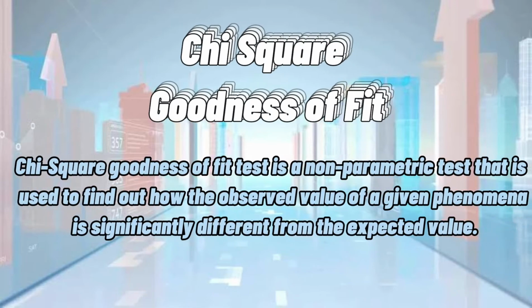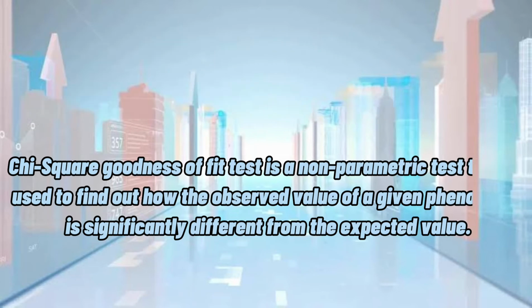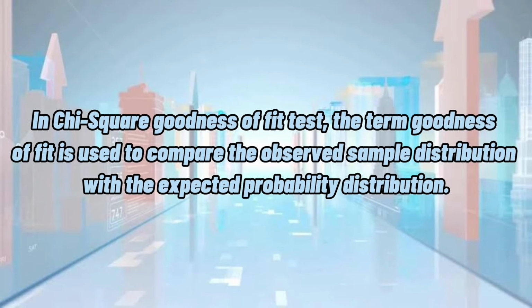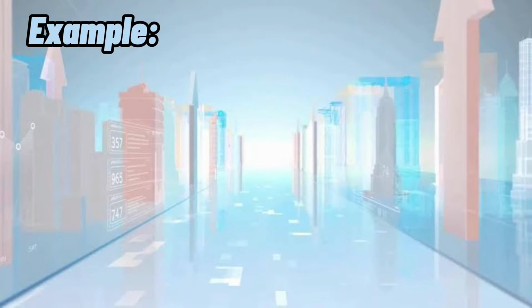Chi-square goodness of fit test is a non-parametric test that is used to find out how the observed value of a given phenomena is significantly different from the expected value. In chi-square goodness of fit test, the term goodness of fit is used to compare the observed sample distribution with the expected probability distribution. To further understand this, let's take a look at an example to start.